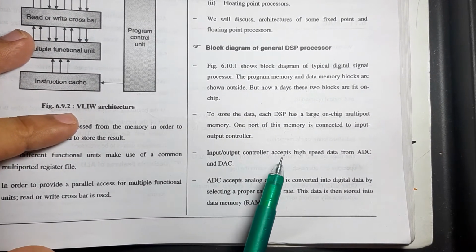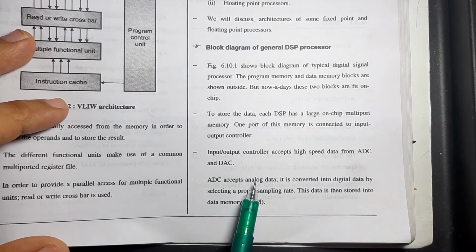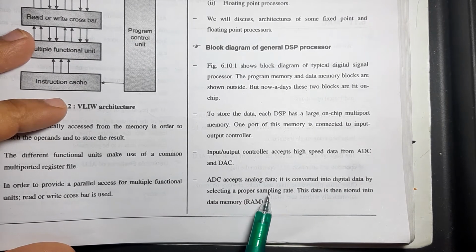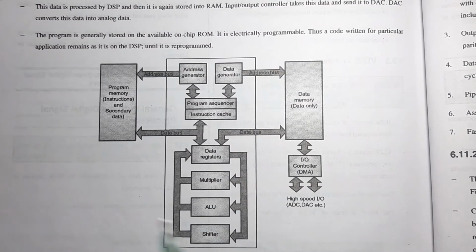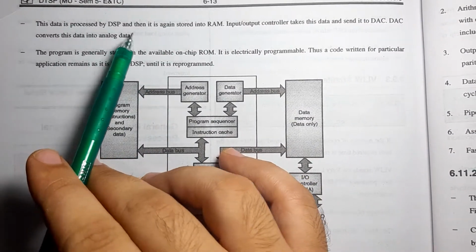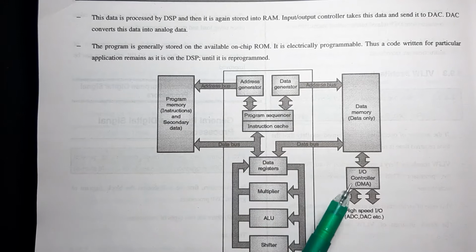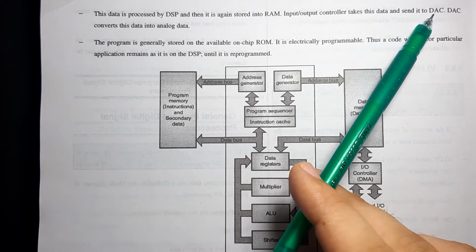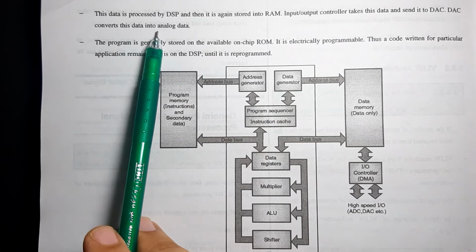Now the input output controller accepts high speed data from your ADC and your DAC. Now ADC accepts analog data, that is, it is converted into digital data by selecting a proper sampling rate. Now this data is then stored into the data memory or the RAM which you have in general. Now this data is processed by the DSP, and then it is stored into the RAM. The input output controller, the one block over here, takes this data and sends it to the DAC, or the digital to analog converter. The digital to analog converter, DAC, converts this data into your analog data.